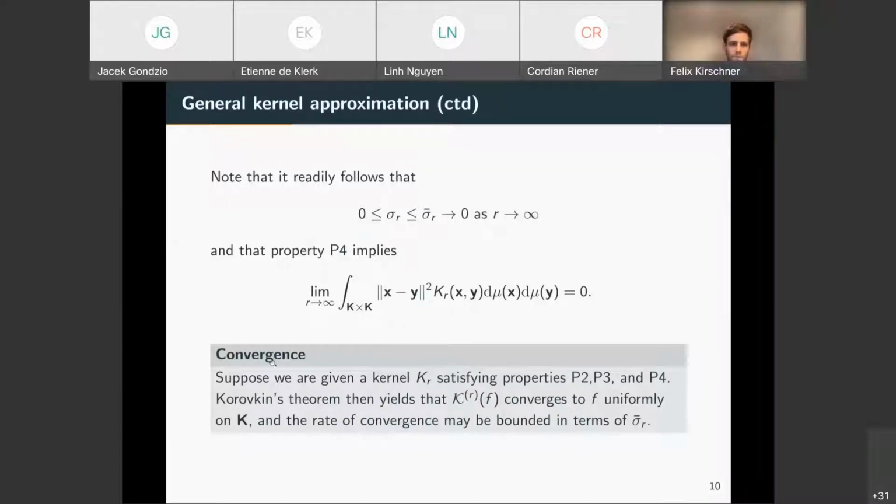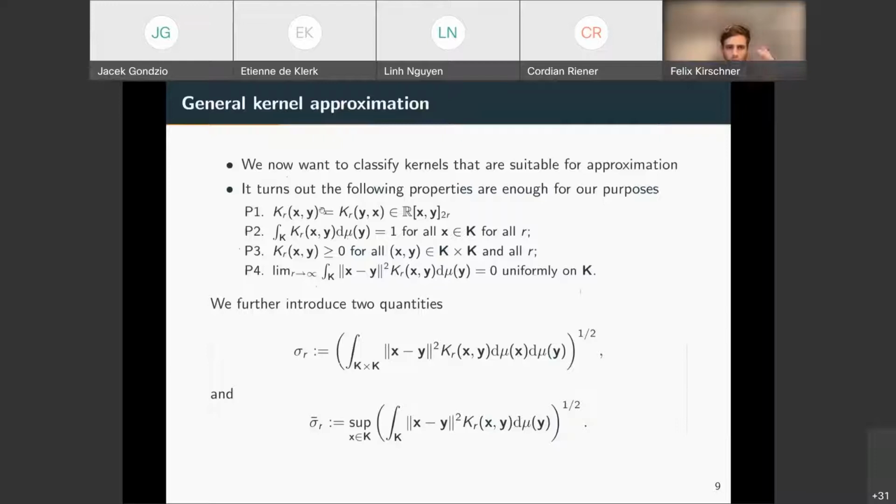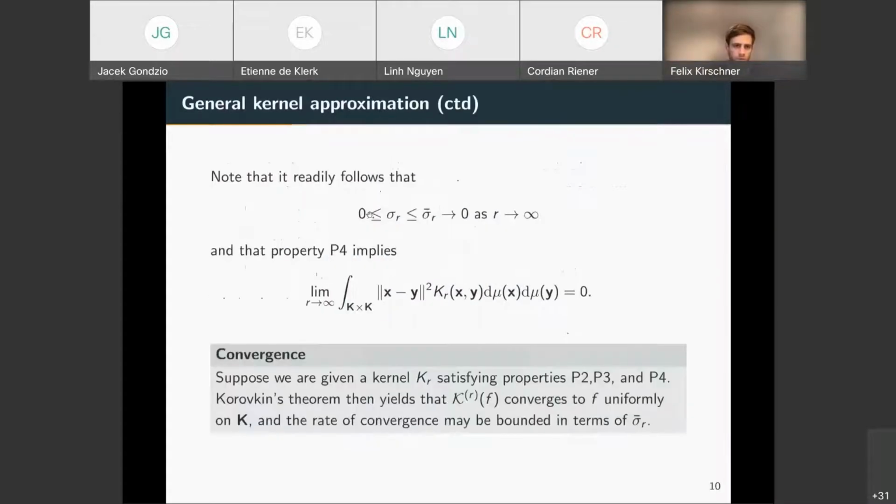So now about the convergence, the nice thing is that suppose we're given a kernel that satisfies properties 2, 3, and 4. Property 1 was simply the symmetry in x and y. That is not crucial for the next theorem or proposition.